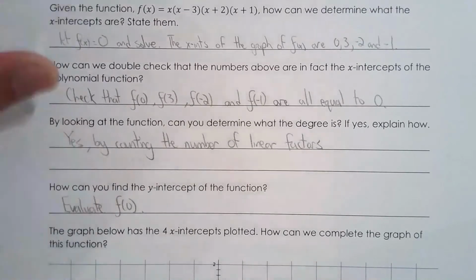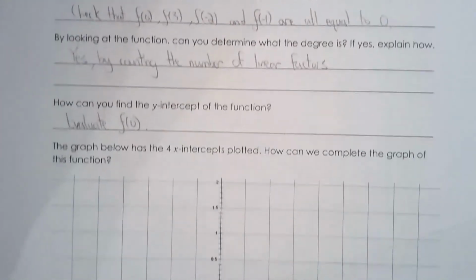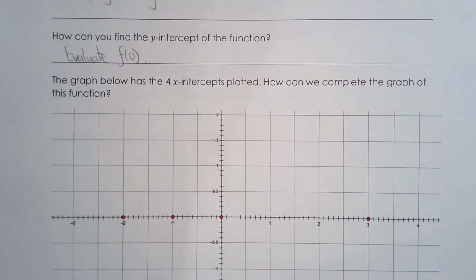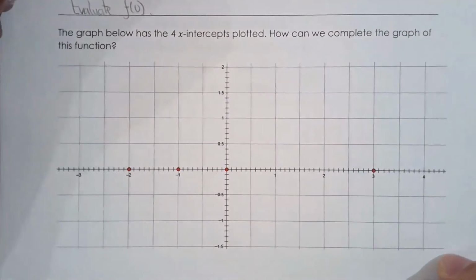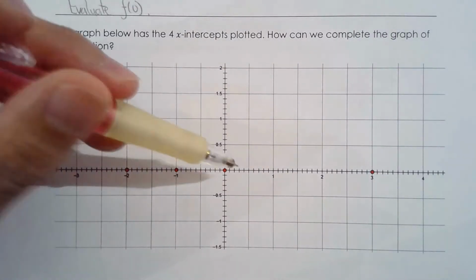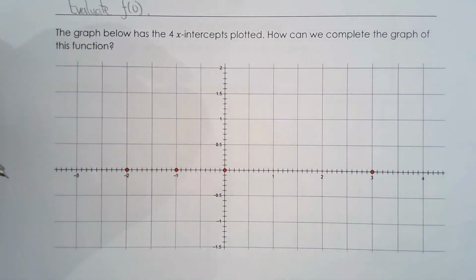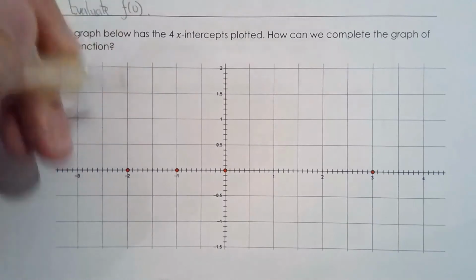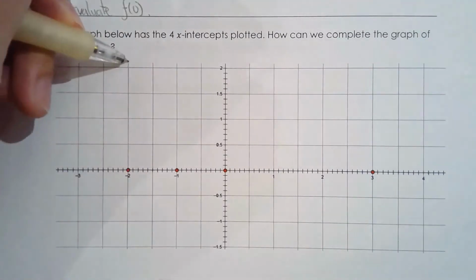So we're going to put these ideas together and try to help us graph a polynomial function. I really want to graph f of x. So what I've done is I helped you by plotting the 4 x-intercepts. And I'm going to use these x-intercepts to split the graph into intervals.